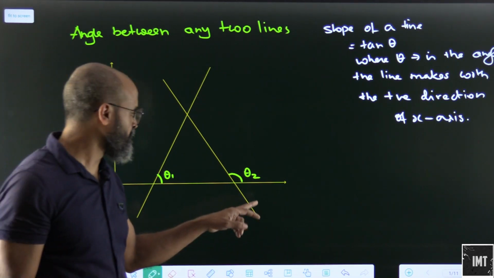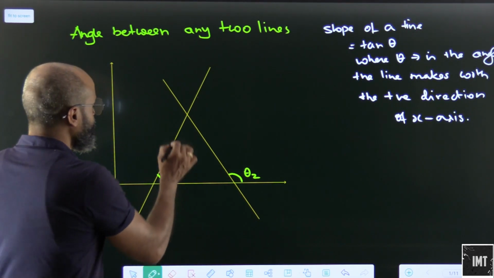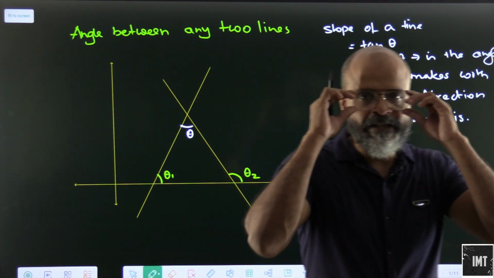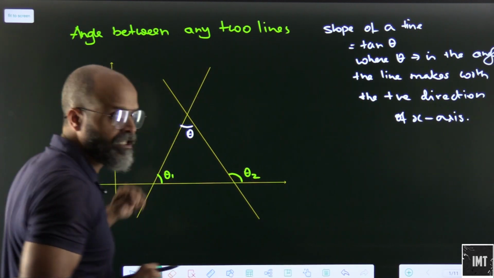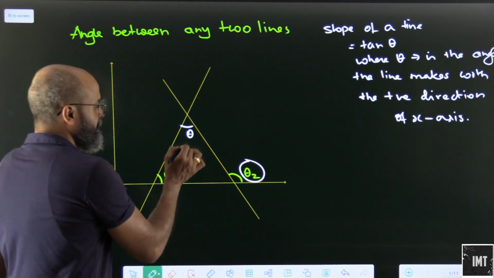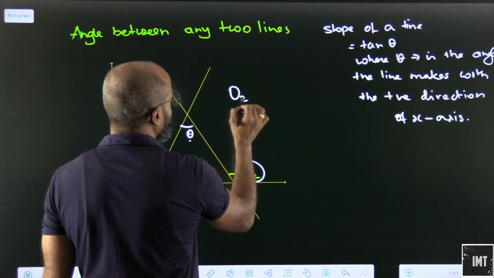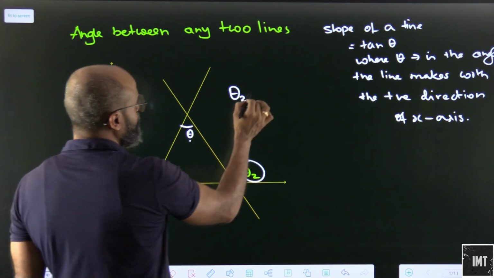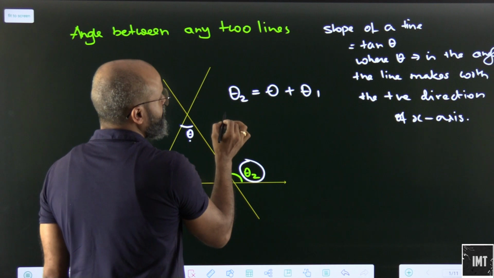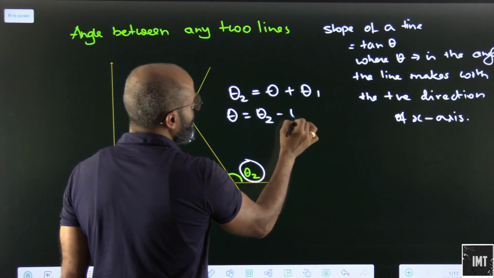Obviously this line is making an angle of theta 2, this line is making an angle of theta 1. Let's say between these two lines we have another angle theta. This is the angle that we have to calculate. We know that the external angle of a triangle is equal to the sum of two interior opposite angles. So theta 2, being the external angle of this triangle, is equal to theta plus theta 1. So we can write theta is equal to theta 2 minus theta 1.